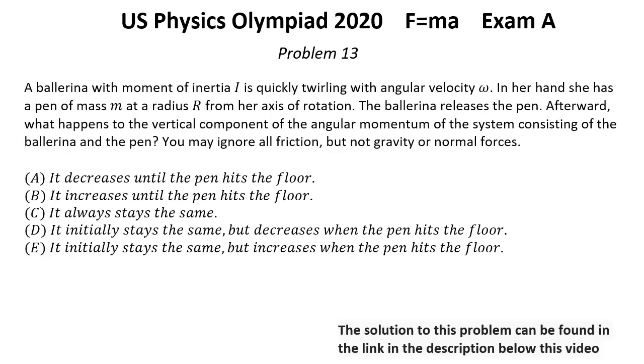Solution for problem number 13. There are no external vertical torques in this problem, as both the gravity and normal force are vertical, so the vertical component of angular momentum is conserved. That's answer C. It always stays the same, and that was the solution for problem number 13.